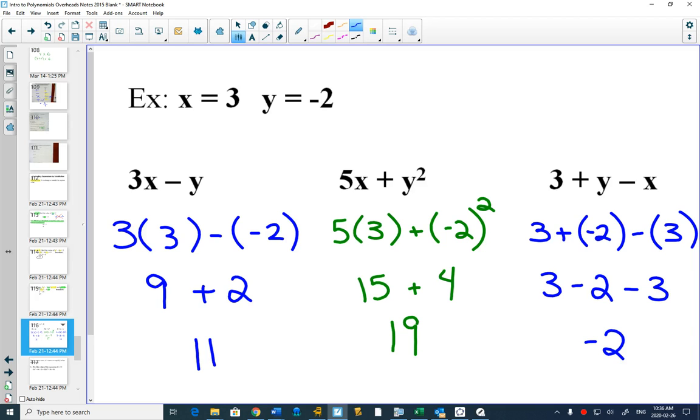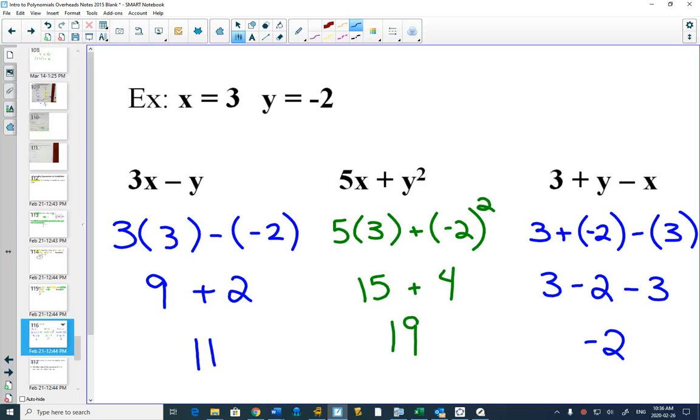Did you know that when adding and subtracting, the order doesn't matter? Like 2 plus 5 is the same as 5 plus 2. And if you did 5 minus 3, you could have done minus 3 plus 5. That would be the same.